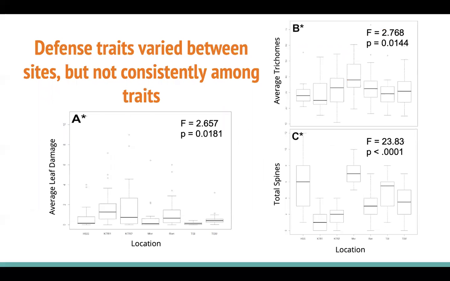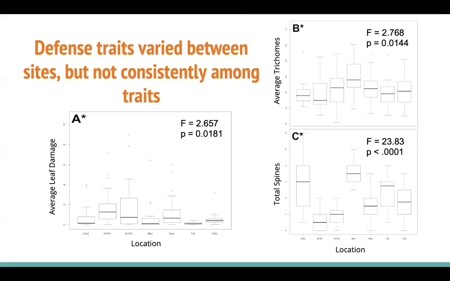We looked at 3 different defense traits between the 7 populations. Average leaf damage can be observed on box plot A, and average trichome and total spines can be seen in box plots B and C respectively. There is significant variation between sites, but the variation was not consistent among traits.